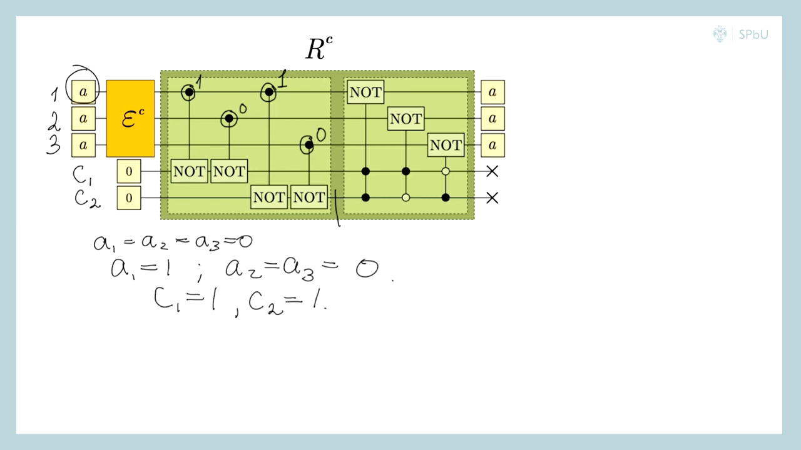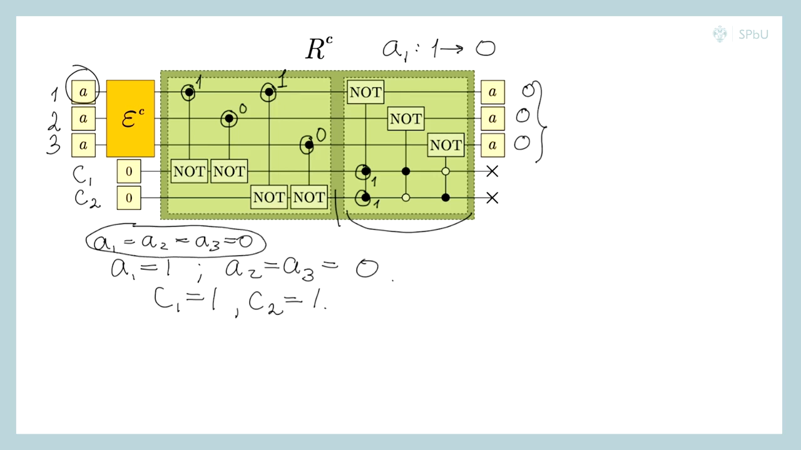Then these bits are used as the control bits in the Toffoli elements here. Since we got them equal to 1, this Toffoli gate will trigger and change the value of A1 from 1 to 0. And thus, we'll obtain the correct code word 0, 0, 0, which we had at the beginning, as a result of our error correction procedure.